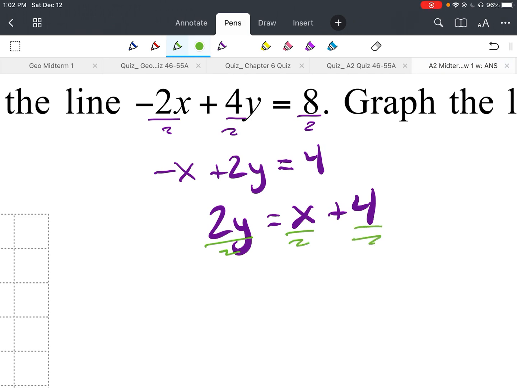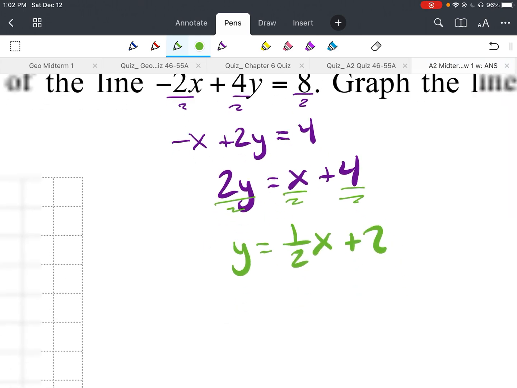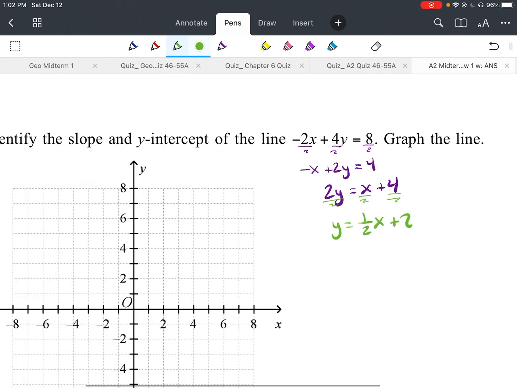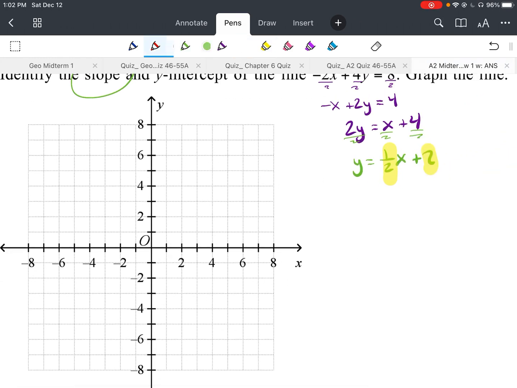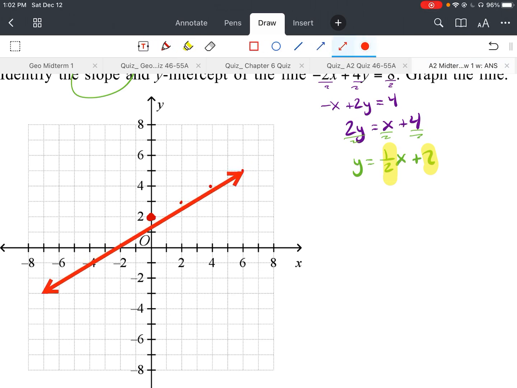And this is going to be y equals 1/2 x, or x over 2, plus 2. Okay, and so the first question is, what is my slope? So you just make sure you answer the questions. Slope is 1/2. Awesome. What is my y-intercept? 2. So let's just plug it in, y-intercept is 2. Slope is rise 1, run 2, rise 1, run 2, rise 1, run 2, and so on. And you just sketch a line through those points, and you're good.